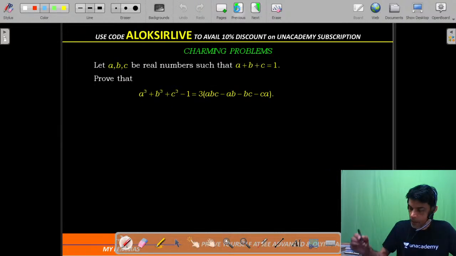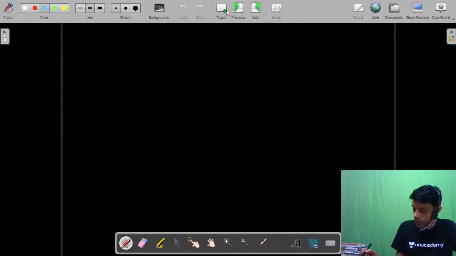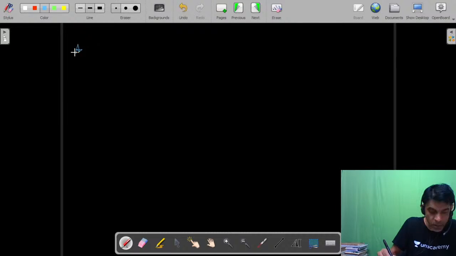Let me add some page. So another proof idea will be this: what I can do is a cubed plus b cubed plus c cubed minus 3abc. So I can write it like this: you have a cubed plus b cubed plus c cubed minus 3 times abc.